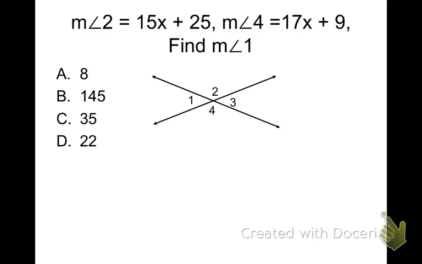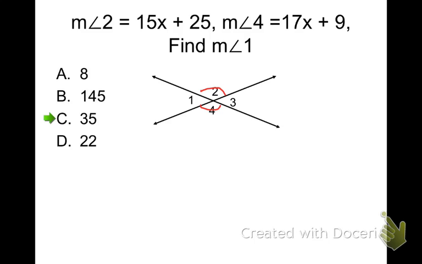Another example here, we're given some algebraic expressions for the measurement of angles 2 and 4, which are vertical angles. We want to find the measurement of angle 1. Oops. Gave that one away a little early. Well, okay, so the answer is 35. So how do we get that answer?